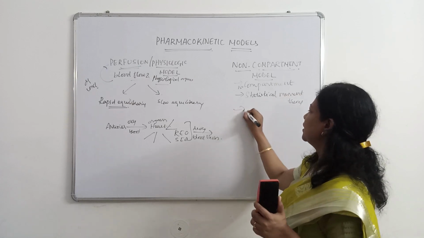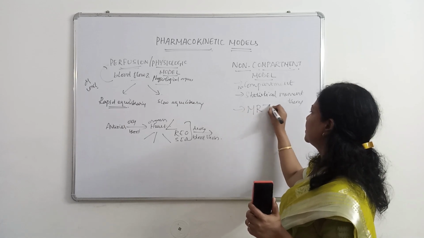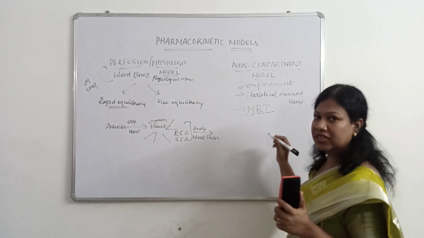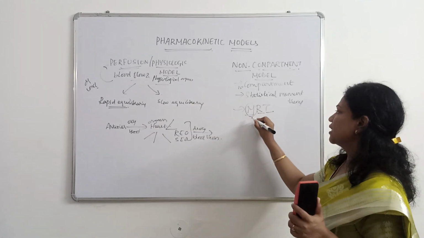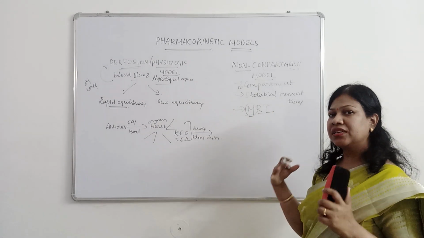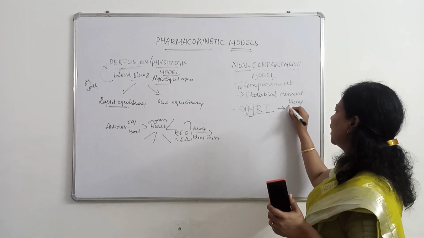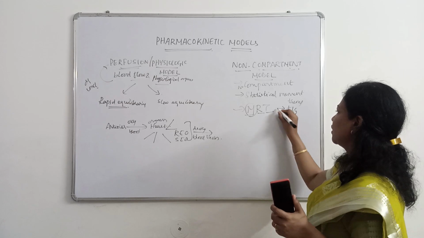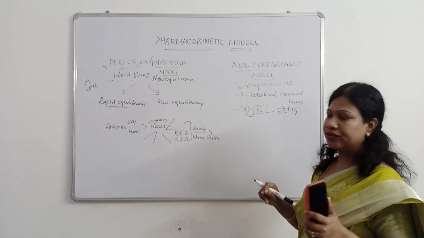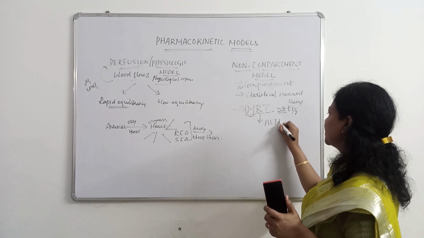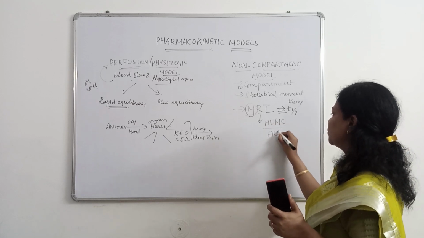Here we generally determine MRT, which is mean residence time. What is this mean residence time? It is the average time the drug resides in the body, which is analogous to half-life. That is, it is equivalent to the half-life of the drug, and can be determined as AUMC upon AUC.